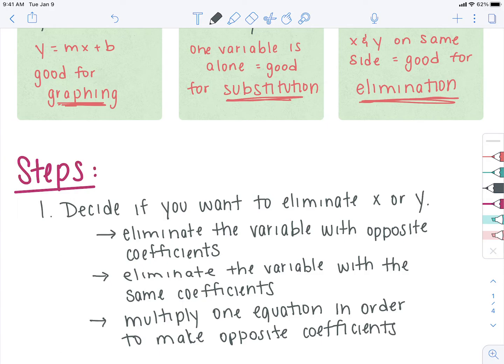And we'll look at an example of each one of those so that you know what they look like, so you know how to do that. Once we decide which variable we want to cancel out, we're going to add or subtract the two equations to make one big equation.